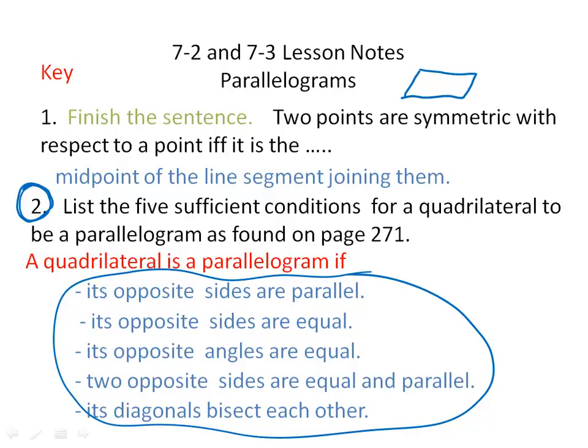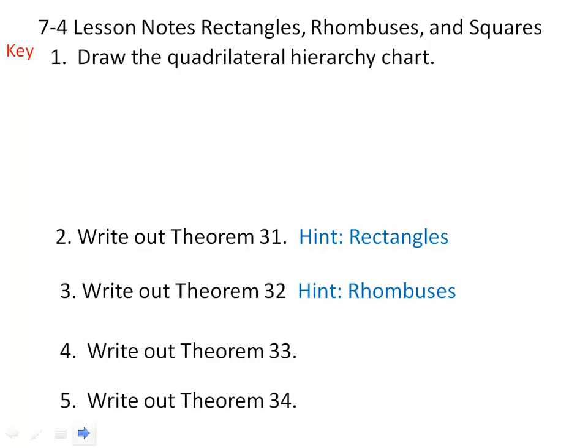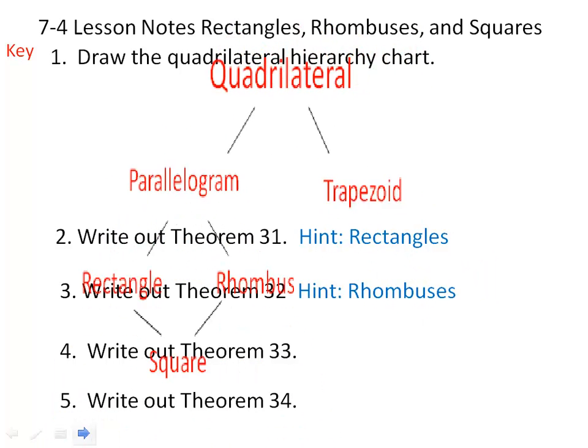But I think that if you're going on a journey, a Chapter 7 journey here, it's good to know what the trip is going to be like. And so that's what we're doing right here today. All right, 7-4. There is a quadrilateral hierarchy chart, and this is it.